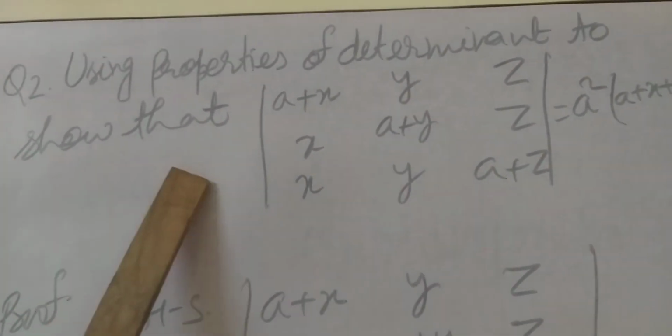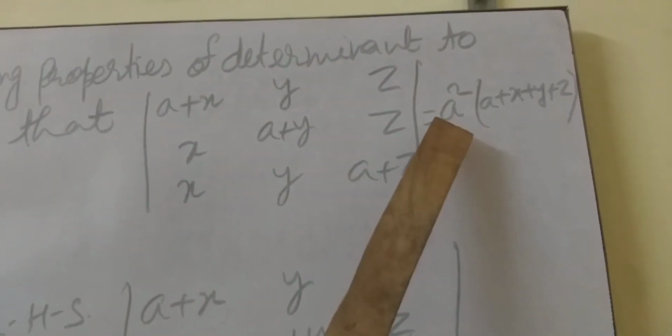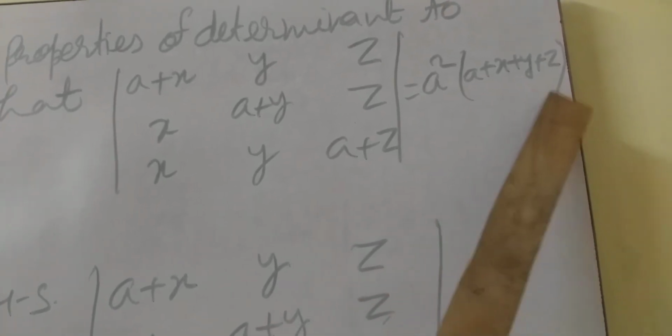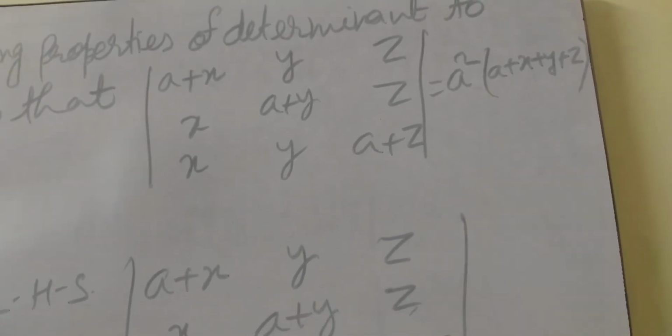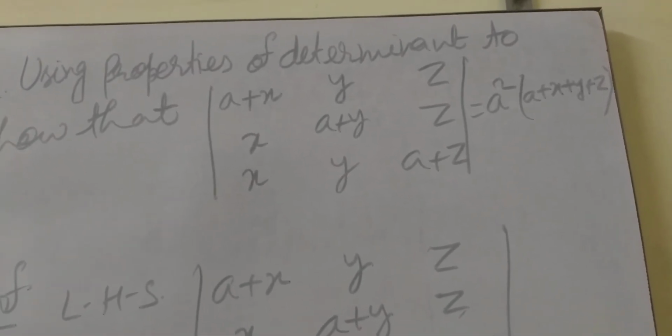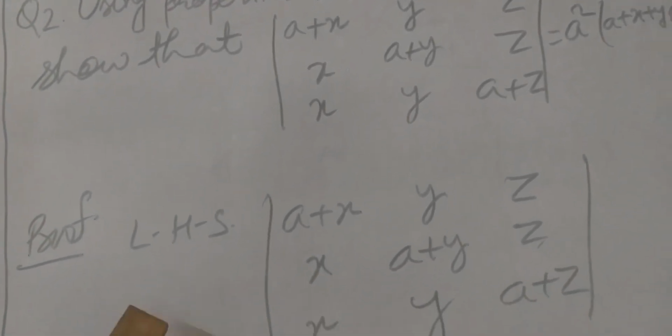Using properties of determinants, show that this 3 by 3 determinant equals A square bracket A plus X plus Y plus Z. Okay, this is the question, students. So how can we prove it? Let us take the LHS, students.